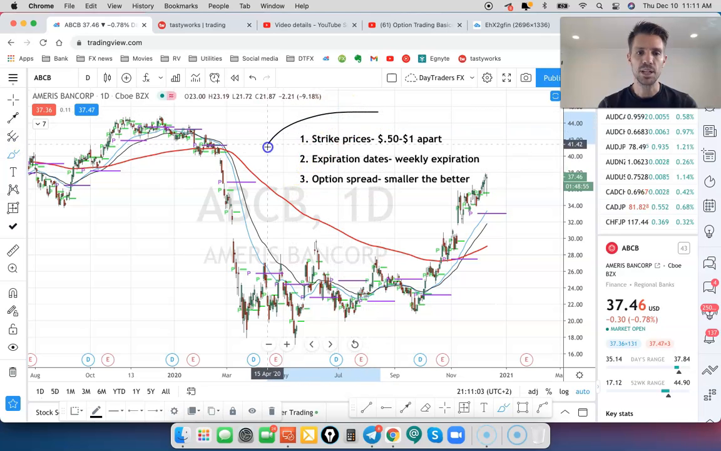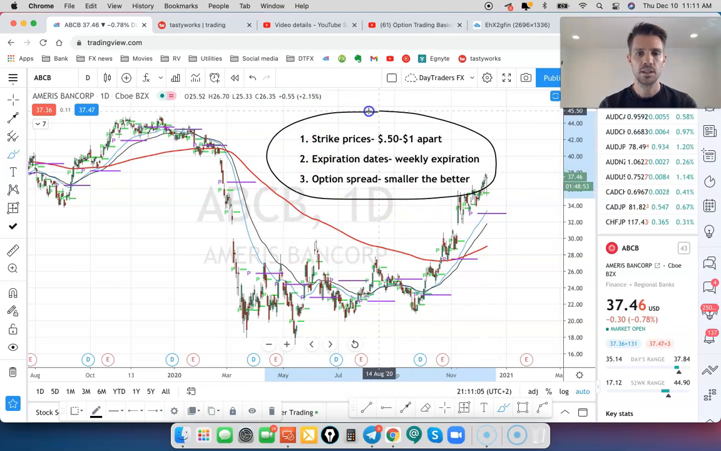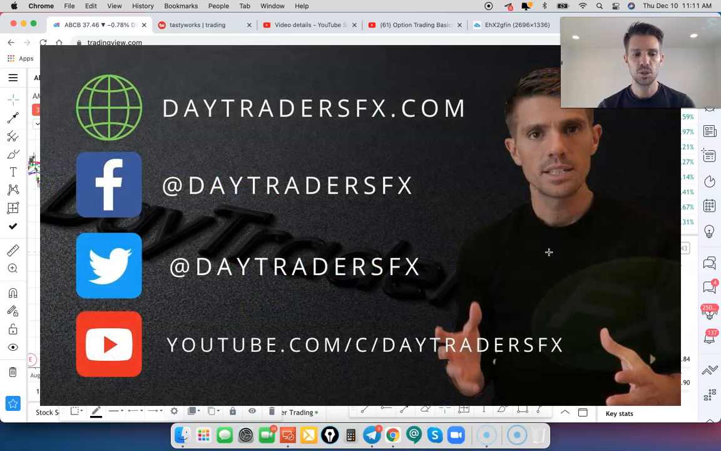The bid and ask price. We want to make sure that is a big factor. So these three things will help us to find stocks that we want to trade. Strike prices, super important. Expiration dates, super important. Option spreads, super important. I hope that's helpful in determining which options you want to trade and which stocks you want to be trading.